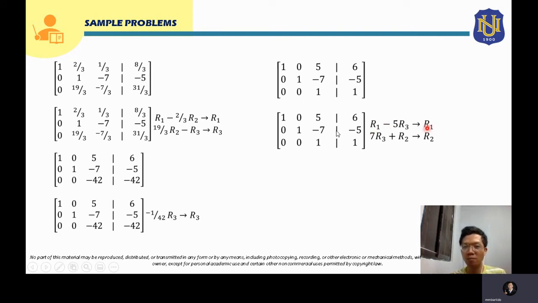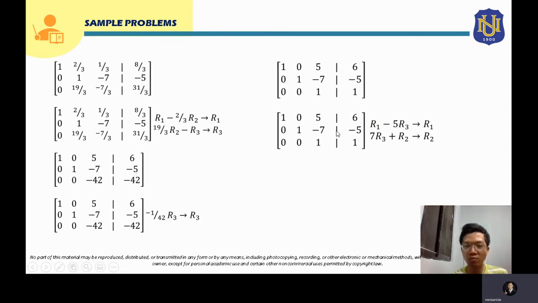So that will become our first row. Now for the second row, we're going to multiply our third row by 7. We can multiply our third row by just 7 since this is negative 7, and then just add the second row to cancel negative 7. And this will become our new second row.